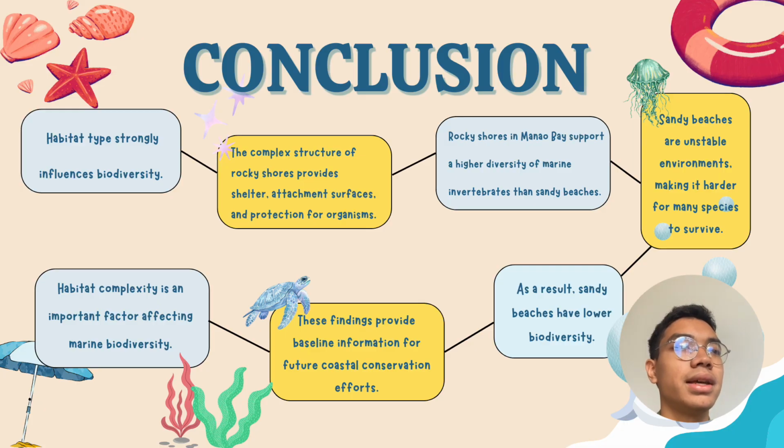In conclusion, habitat type affects marine biodiversity, and rocky shores have more complex structures, so they have a higher diversity of marine invertebrates. In contrast, sandy beaches are unstable and have lower biodiversity, so habitat complexity is important for marine biodiversity and future conservation.